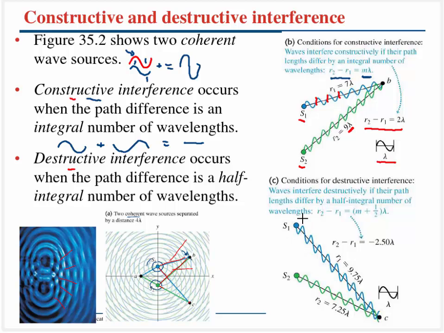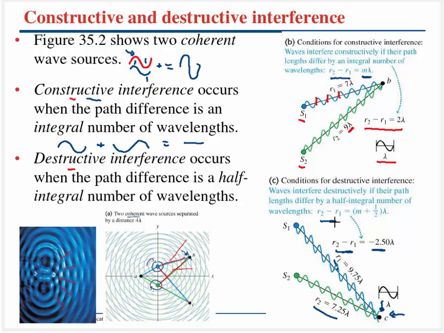Now taking a look at point C, there's a path length difference. From source 1, it's gone 9 3/4 wavelengths. From source 2, it's gone 7 1/4 wavelengths. The difference in path length here is going to be a half, and that half makes all the difference between whether the crests line up or the troughs line up. You can see right here that a crest is going to line up with a trough, and there's going to be perfect destructive interference.